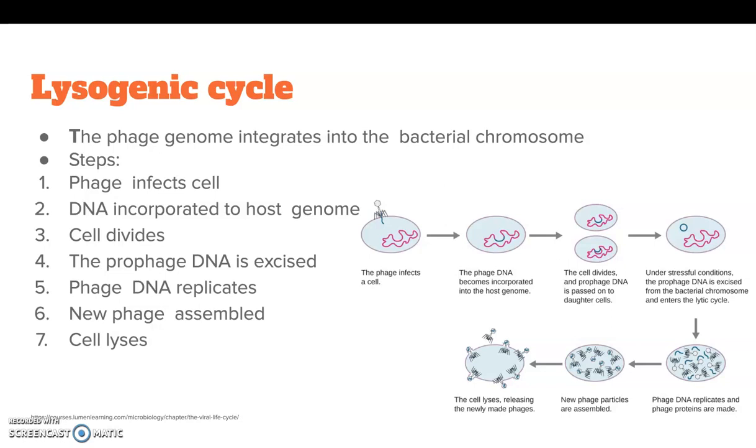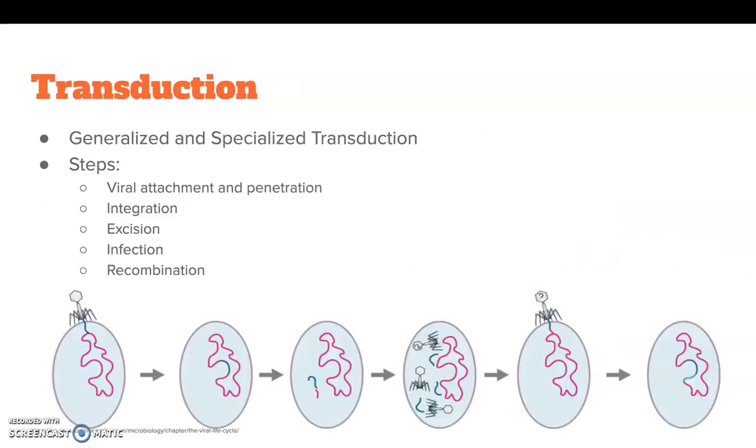The phage infects the cell. The phage DNA becomes incorporated into the host genome. Then the cell divides and the prophage DNA is passed on to the daughter cells. Under stressful conditions, the prophage DNA is excised from the bacterial chromosome and enters the lytic cycle. And then, step 5, phage DNA replicates and phage proteins are made. And then the cell lyses.